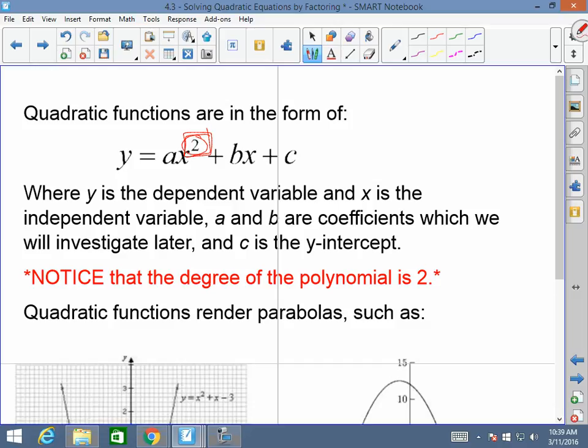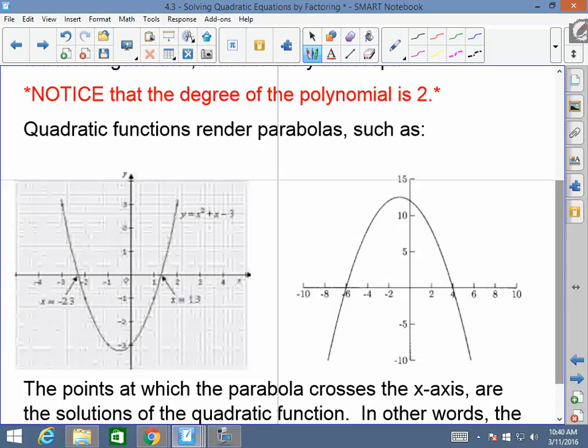Some of those solutions will be real, some of them will be imaginary. And again, I promise you we'll learn about imaginary numbers. But I need you to understand what's going on here, what the concept is, and why we're doing what we're doing. When you graph a quadratic function, it renders a U-shaped graph called a parabola.